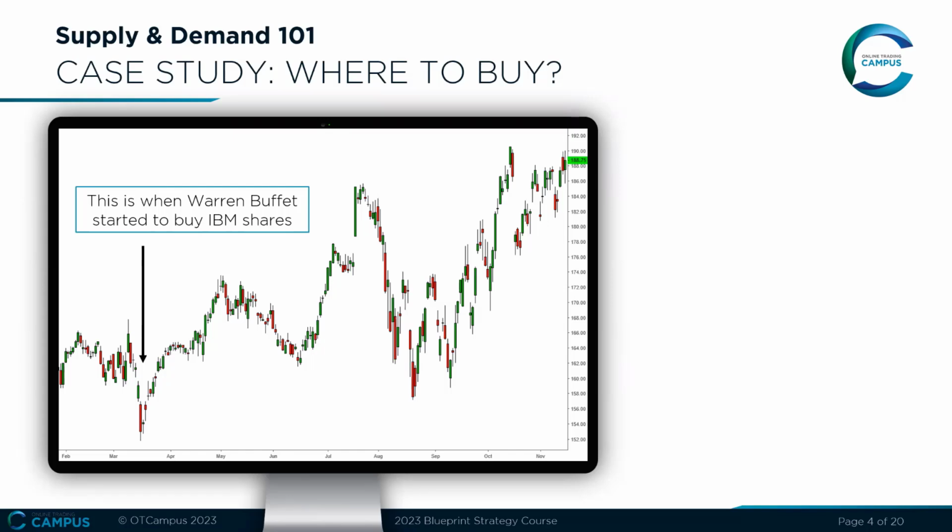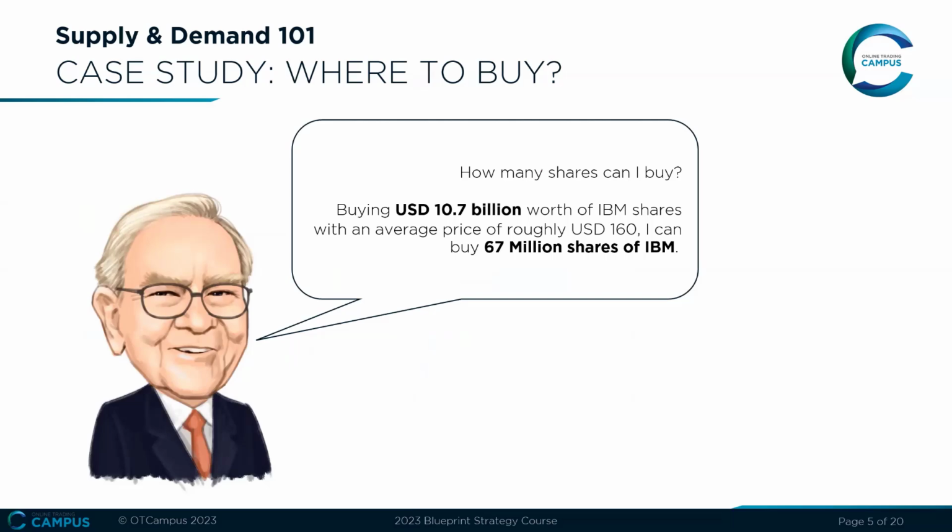So let's turn back time and let's try to put ourselves in the shoes of Warren Buffett for a second. And after, we would then try to argue how we could act as a participant here as well. So let's assume it's March 2011. There's one really important question that we must ask first as we look to buy IBM shares worth $10.7 billion. How many shares can we buy?